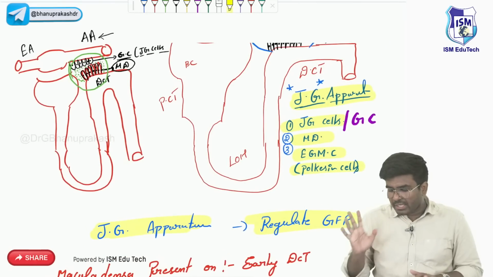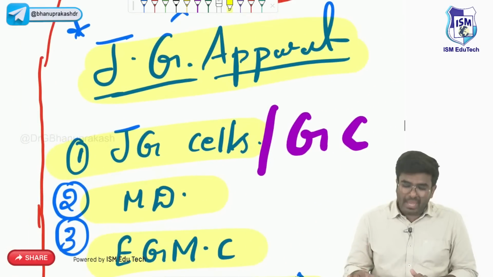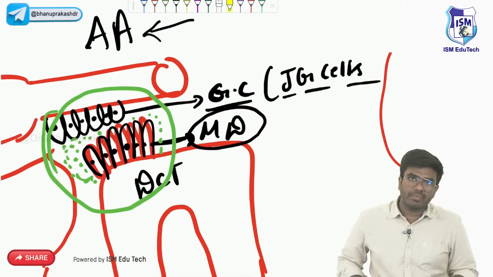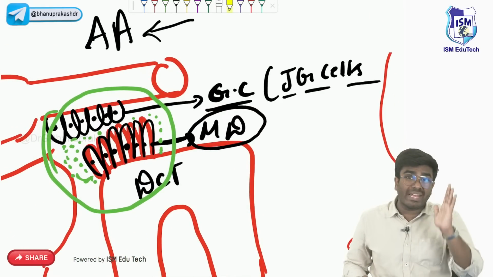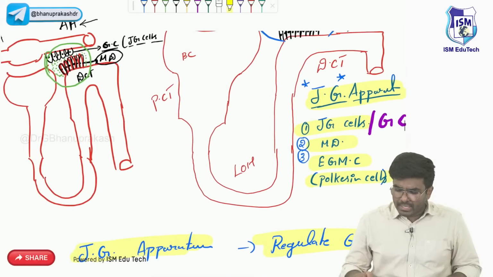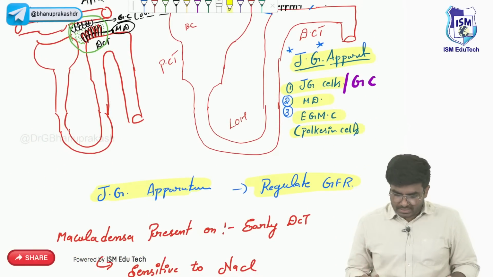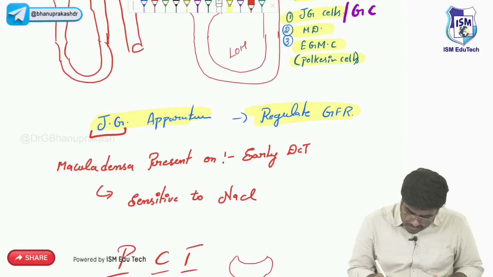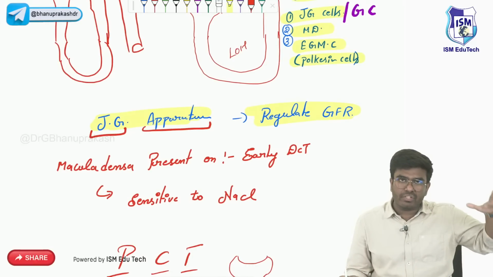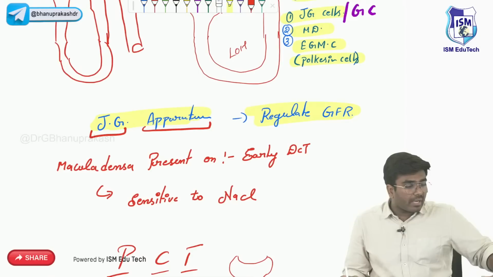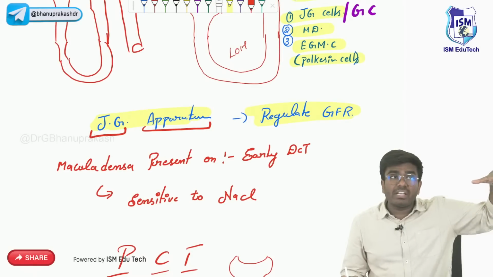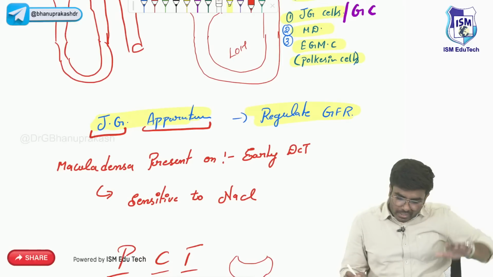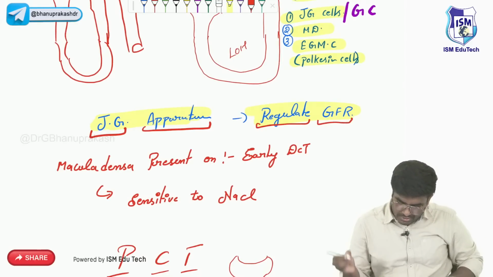You can ask me, sir, what kind of questions are being asked from this area? Direct question. Macula densa is present on the distal convoluted tubule, early part of the DCT. Next question. What is the importance of this juxtaglomerular apparatus? It regulates the GFR. If your GFR is going down for some reason, this juxtaglomerular apparatus will try to bring the GFR back to normal. If your GFR is increasing too much, it will try to bring it down to normal. So the juxtaglomerular apparatus regulates your GFR.